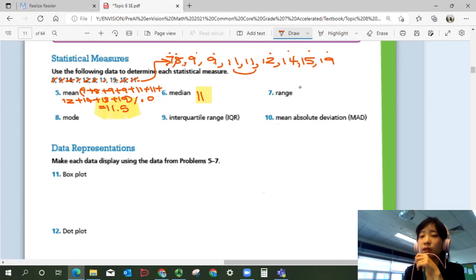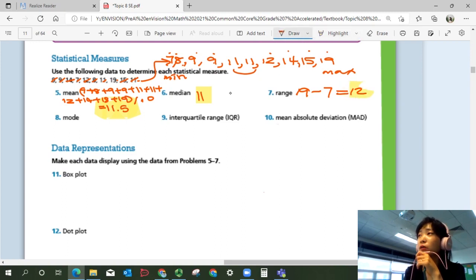What about the range? Okay, the range is the maximum minus your minimum, right? So 19 minus 7 will be your range, which is 12. Okay, please check your answer.